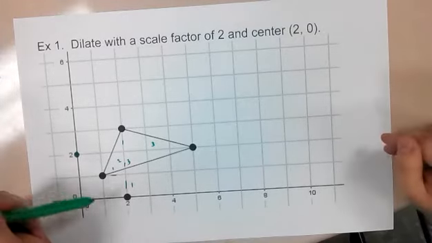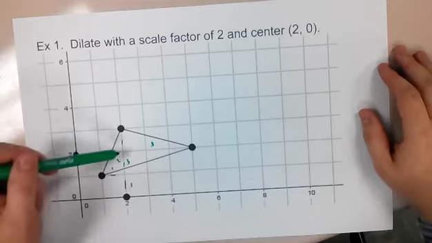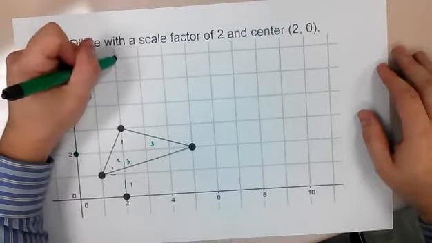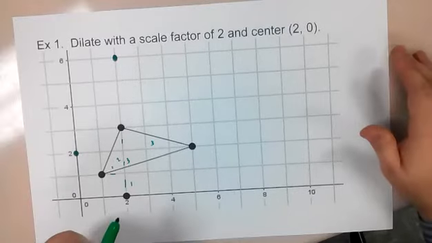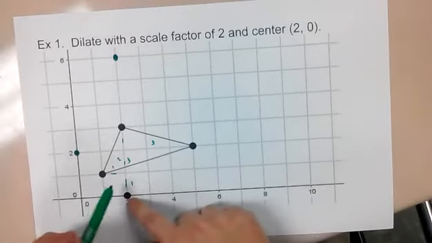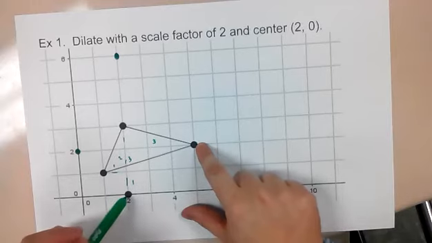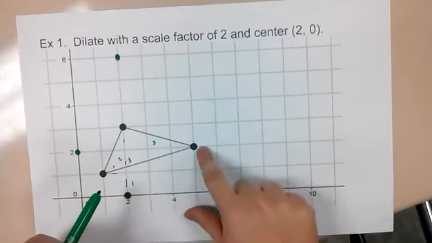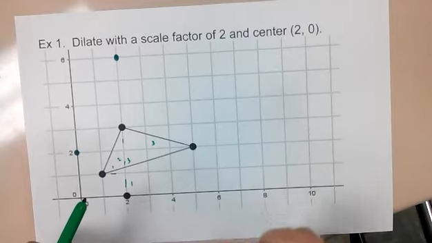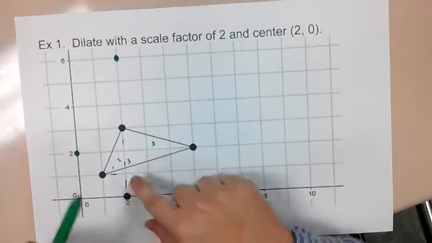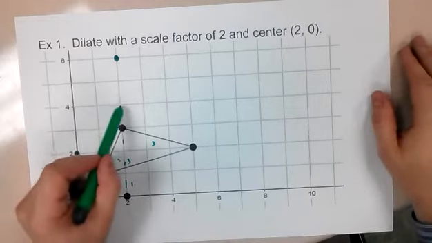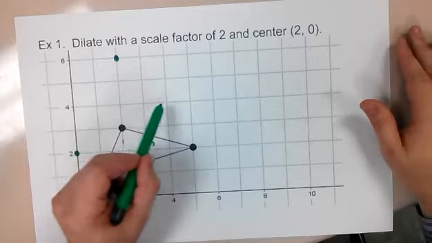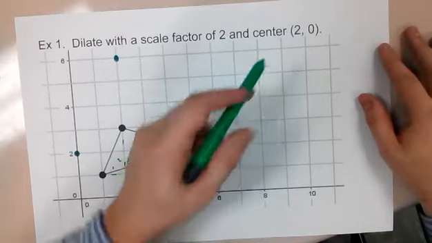Now, before I said the distance from the center of dilation to this point was 3. Now multiplying that by 2, so I'm making it 6. 1, 2, 3, 4, 5, 6. Next, the distance from the center of dilation to this point on the triangle is up 2, over 3. So I'm now going to multiply that by 2. So I'm going to go up 4, 1, 2, 3, 4, and over 6, 1, 2, 3, 4, 5, 6.